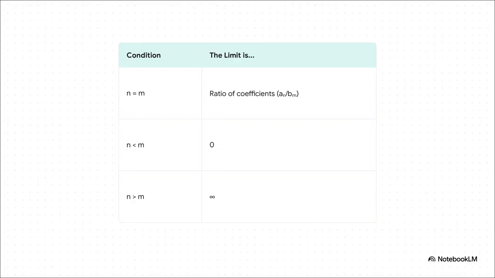And for another really common puzzle, when a function goes to infinity divided by infinity, there's an awesome shortcut you can use when you're dealing with polynomials. All you have to do is look at the highest power of x on the top and the bottom. If the powers are the same, the limit is just the ratio of the numbers out front. If the power on the bottom is bigger, the limit is always 0, and if the power on top is bigger, the whole thing just flies off to infinity. It's a seriously powerful trick to solve these in seconds.